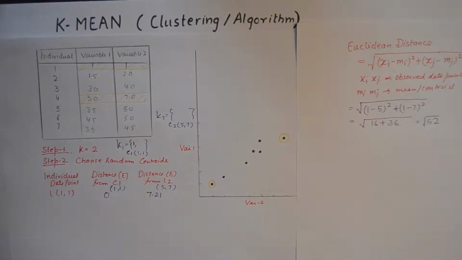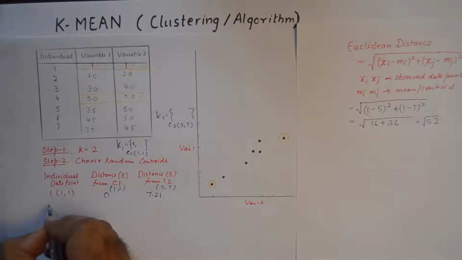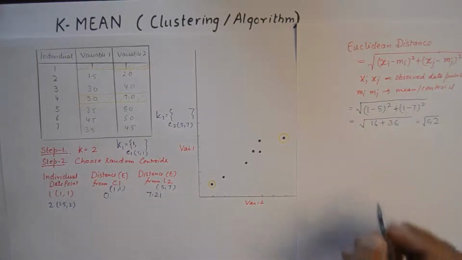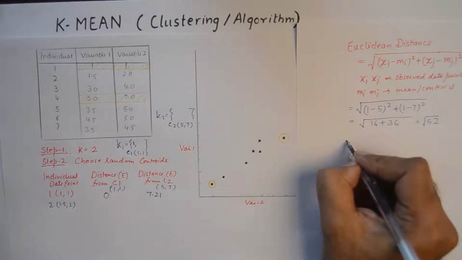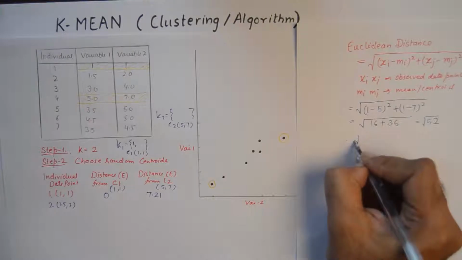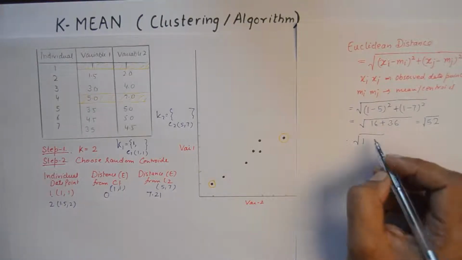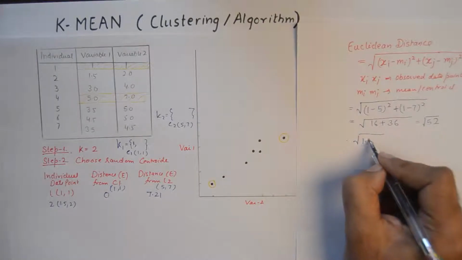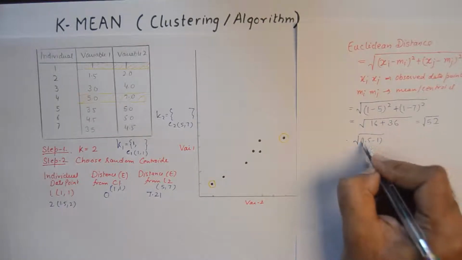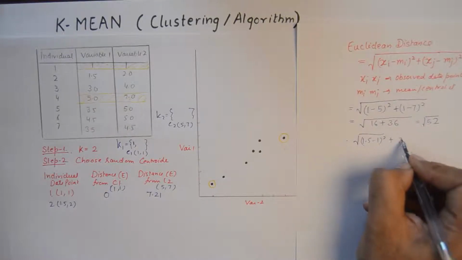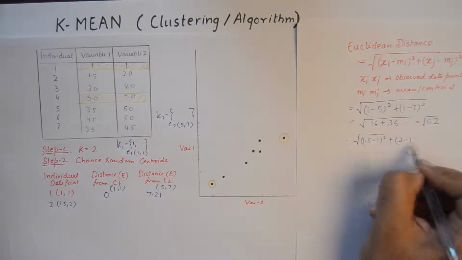Now once we are clear with this point, we go on to data point number 2, which is 1.5 comma 2. Let's calculate the distance. So it'll be 1.5 minus 1 squared plus 2 minus 1 squared.